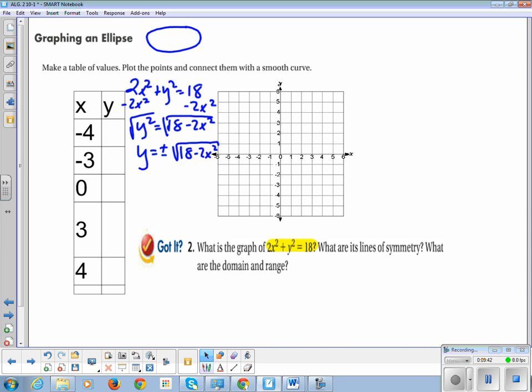And this is just calculator chug again. So I'm going to plug in negative 4, square it, and multiply that by 2. And I get 32. So 18 minus 32 is negative 14. I cannot take the square root of a negative number. So right here, I'm undefined.